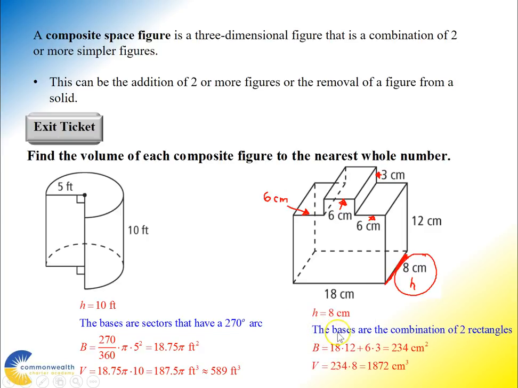So when I find the area of the base, I'm looking at these two rectangles here. This smaller one would be right here, I didn't put a composite line in because there really is not a whole lot of room to do that. But I used this 18 by 12 rectangle and this 6 by 3 rectangle, and then added them together. That's 234 square centimeters. And then when I multiply the area of the base times the height, I get 1,872 cubic centimeters. And that's all there is.